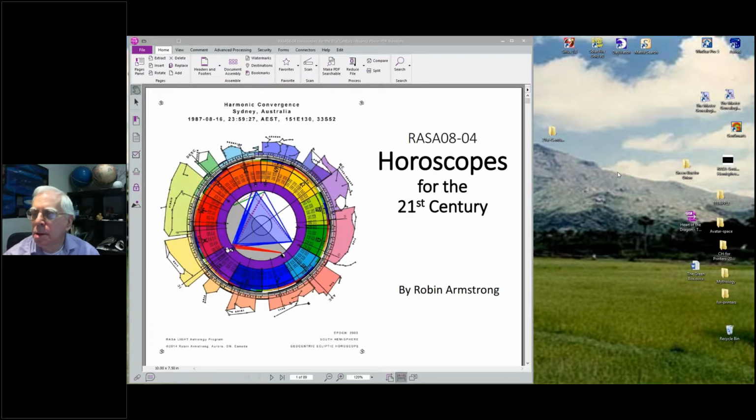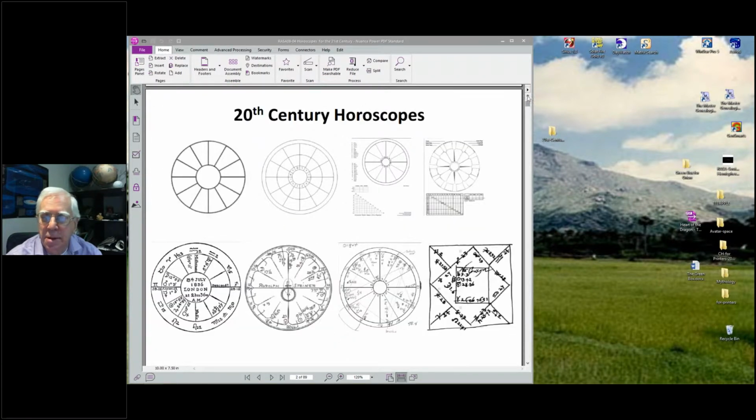Okay, so today I'm talking about horoscopes for the 21st century, and really I'm talking about the evolution of chart forms and not the transits for the century. I'm talking about the type of chart forms that can be used and the amount of information that can be gained. We've seen a lot of the charts in the last few weeks that I use, so I thought I'd better take some time to explain them.